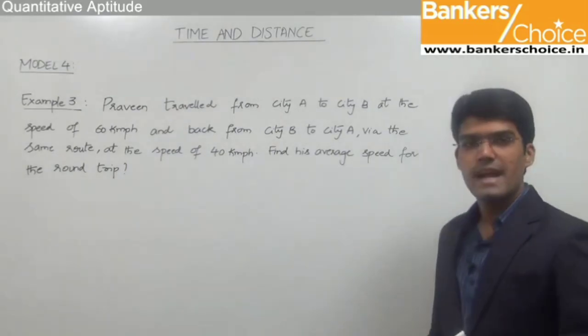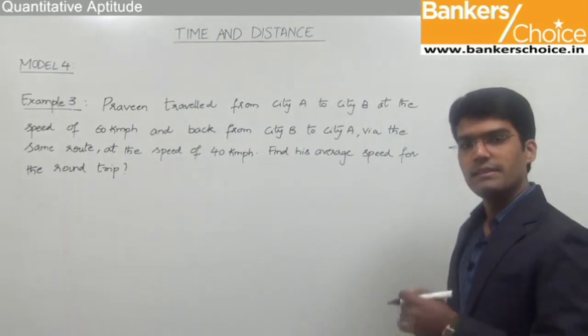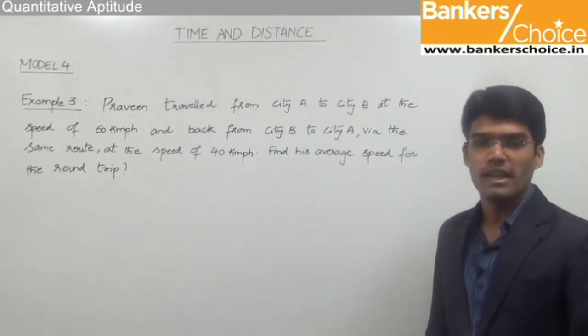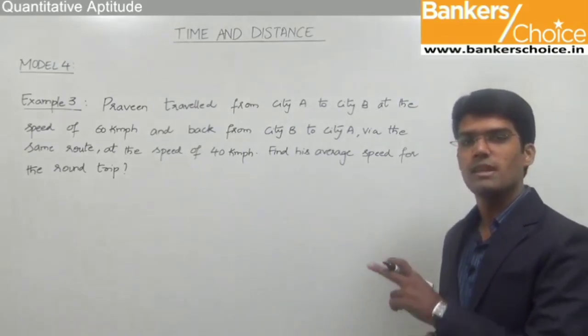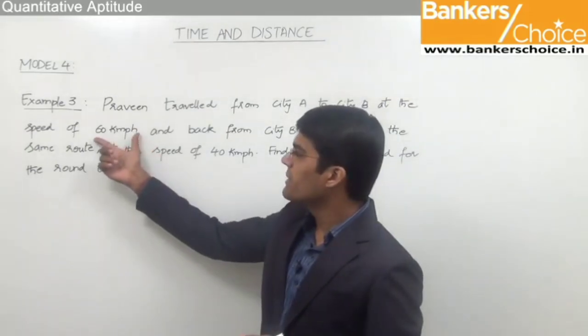Here we can see that Praveen first traveled from city A to city B at the speed of 60, then back from city B to city A through the same route at the speed of 40. And we are supposed to find out the average speed for the round trip. That is nothing but A to B and then B to A. As you can see from this question, only the two speeds are given to us.